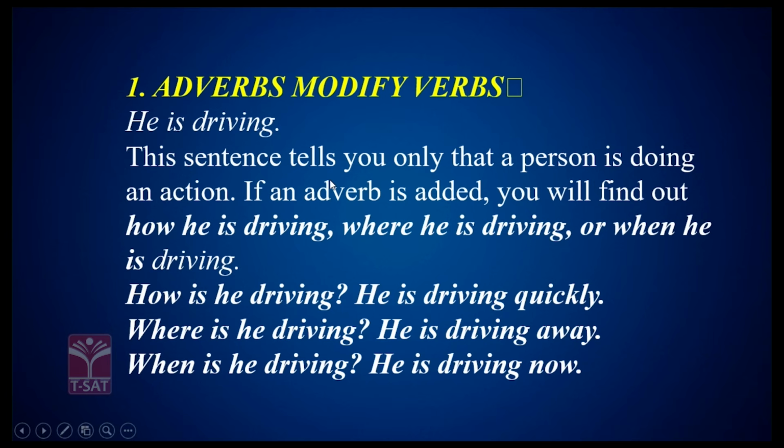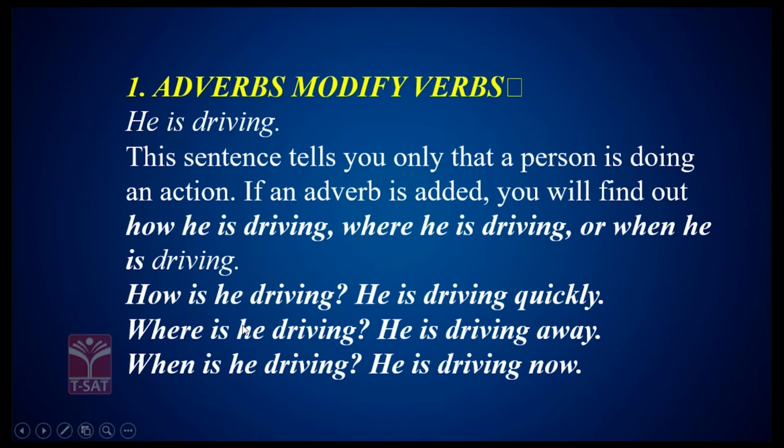Now, take a simple sentence here. He is driving. The sentence tells how a person is performing an action. He is driving, that is it. If any adverb is added, you will find out how the rate of action is taking place. How he is driving, where is he driving, or when he is driving.